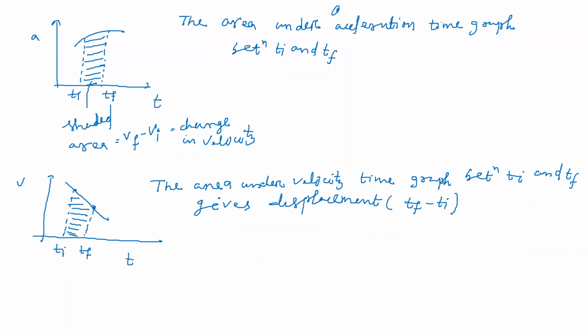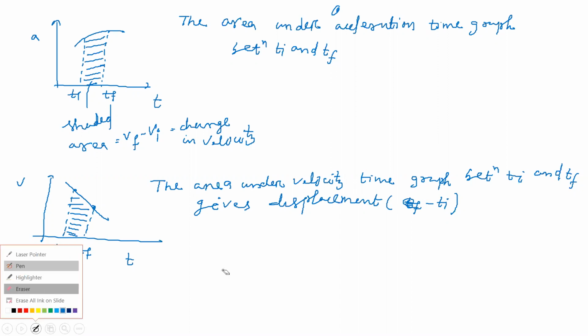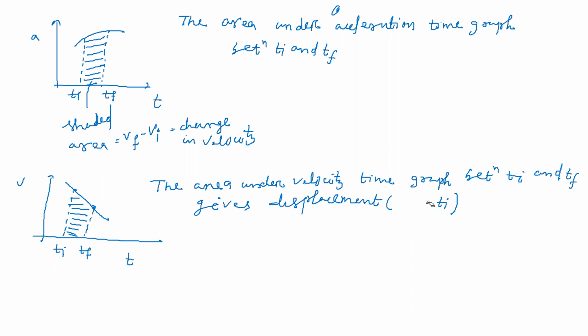Displacement is how much? Change in displacement, that is xf minus xi. Final displacement minus initial displacement. This was the final displacement and this is the initial displacement. This is x final minus x initial between the two instants.